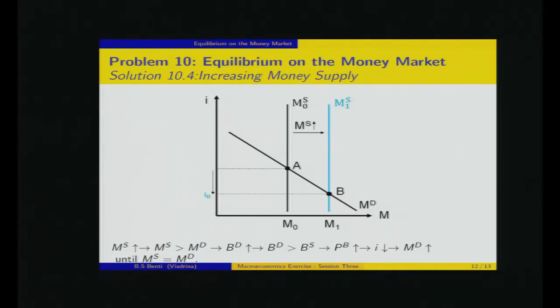So here on the slide, the graphs that I have drawn are indicated, and the scheme of arrows that we have just discussed is written on the last part of this slide. This would be the equilibrium on the money market, problem 10 from session 3.